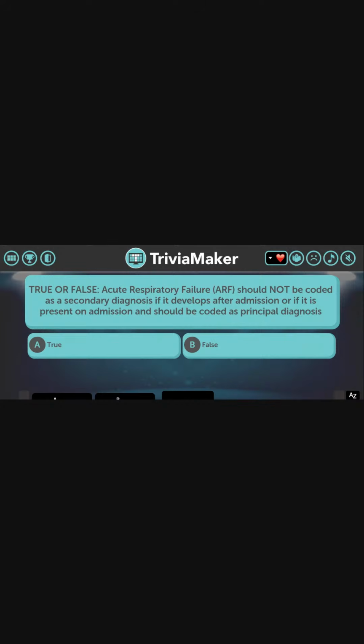All right, amazing job. I'm getting a lot of falses, and indeed, this one is false. So the guideline, I'm sorry, specifically states that acute respiratory failure, or ARF, may be coded as a secondary diagnosis if it develops after admission or if it is present on admission but does not qualify as principal or first listed diagnosis. And so that's what would make this all kinds of false. So if you caught that one, great job. And I think a lot of people did. So shout out to you guys.